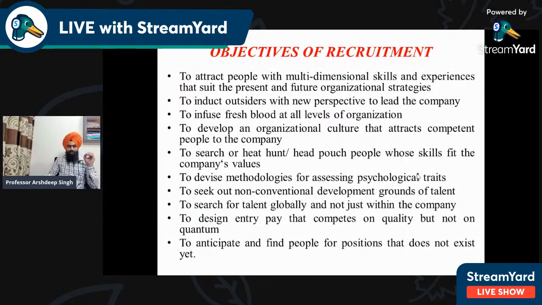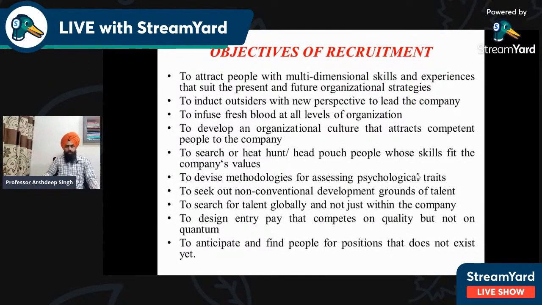Okay, next, to search for talent globally and not just within the company. It is clear that when we are hiring a person, we would select the person who has more knowledge than any other person, and so we don't only want persons who would be knowledgeable within the company. We want a global person who must have different types of skills or talents.